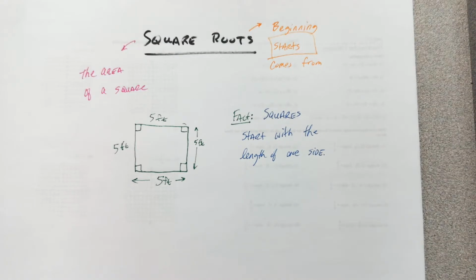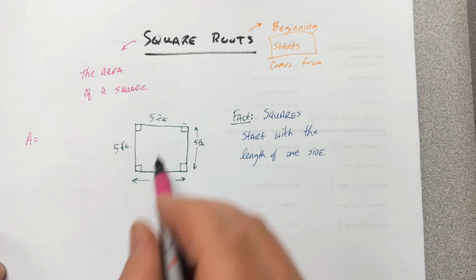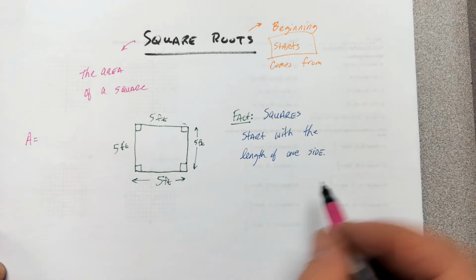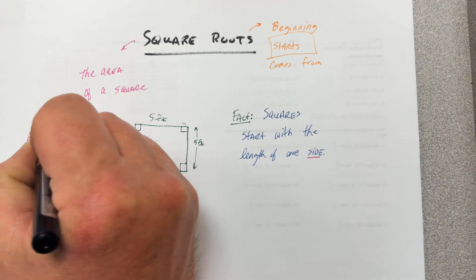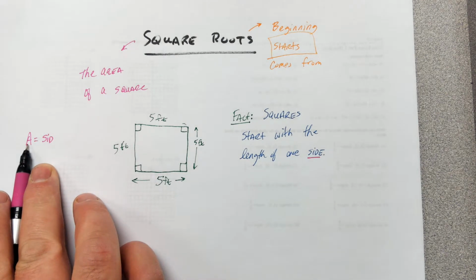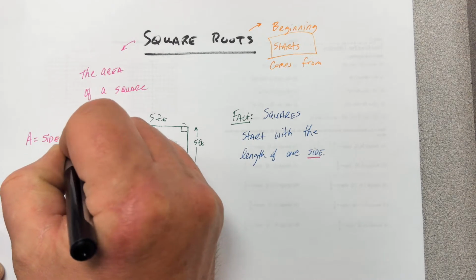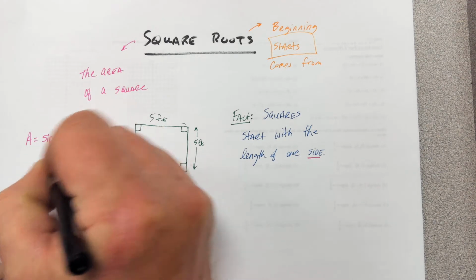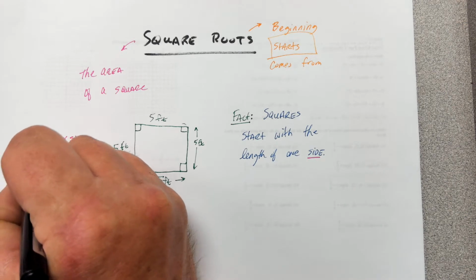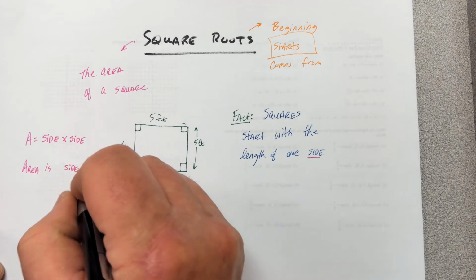Oscar, do you know how you find the area of a square? You multiply the base or something. That's right. It's going to be the side. A stands for area, right? Area is the side times itself. Or, another way to say that is area is side squared.